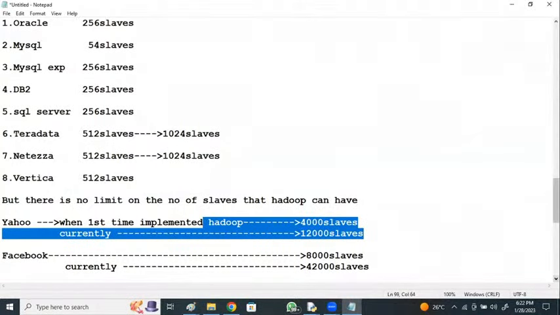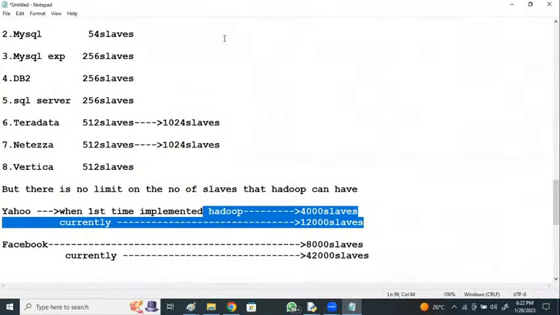Vijay, sorry to interrupt. Can you please repeat what the slaves and nodes are? Yes, that I'll be discussing.